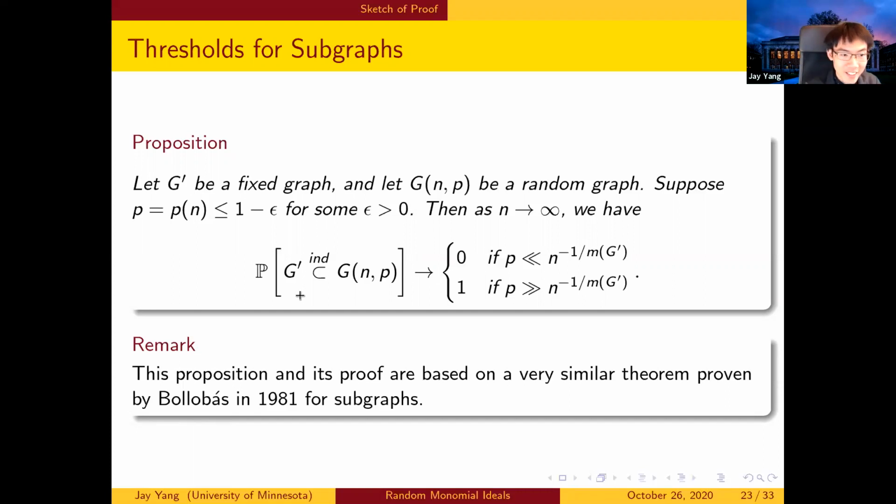What it's saying is that the appearance of a particular subgraph, in this case induced, is controlled by the essential density. So if p is less than n to the -1 over the essential density of the graph we're trying to have show up, then the graph won't show up. If p is too small relative to the number of edges that this graph requires, then the graph won't show up. But if p is large enough, the graph is guaranteed to show up.